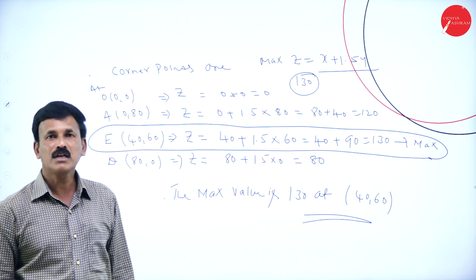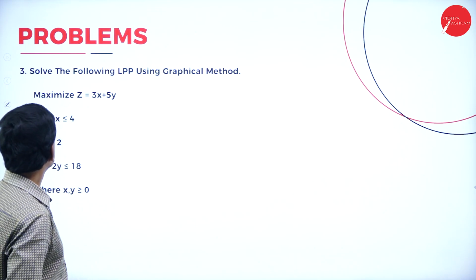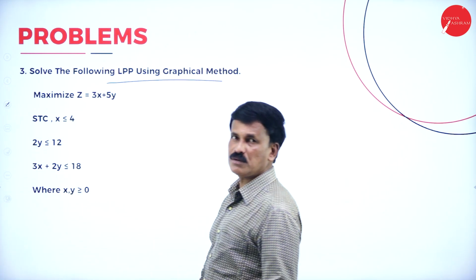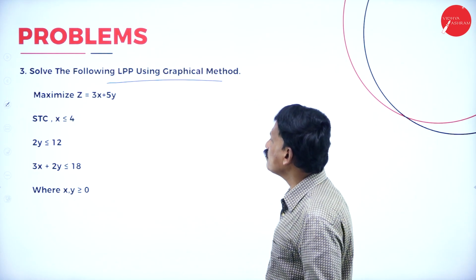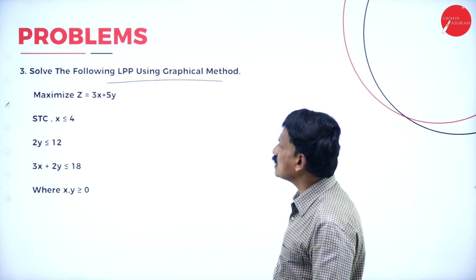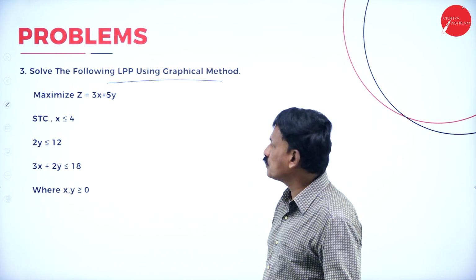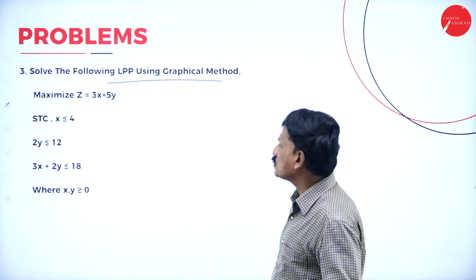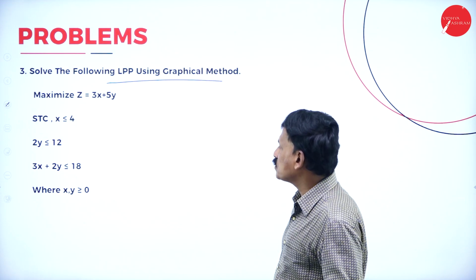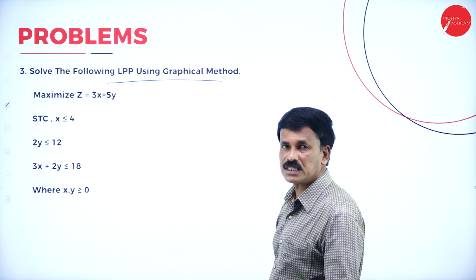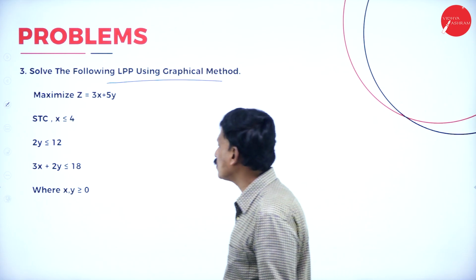Now, let us come to the next problem. Same type, solve the following LPP using graphical method. Same type problem. What is given? Maximize Z is equal to 3x plus 5y subject to x is less than or equal to 4, 2y is less than or equal to 12, and 3x plus 2y is less than or equal to 18, and non-negative restrictions, x is greater than or equal to 0 and y is greater than or equal to 0.